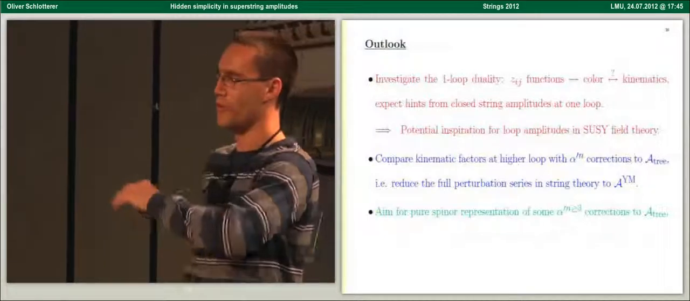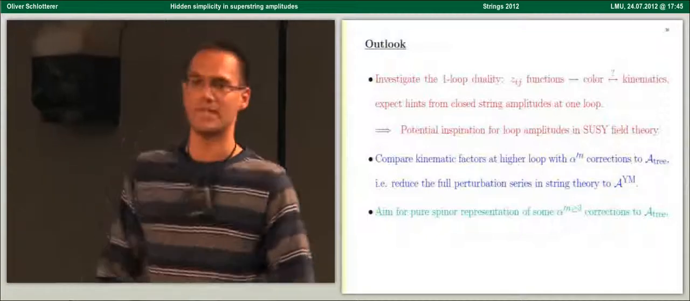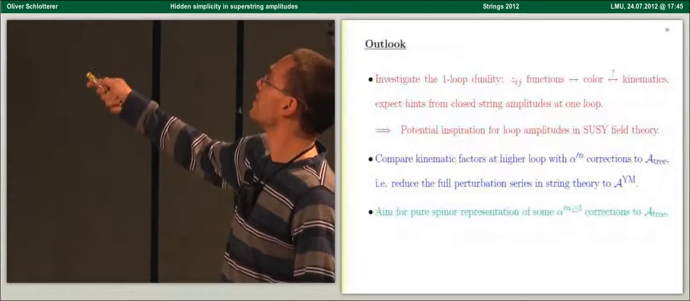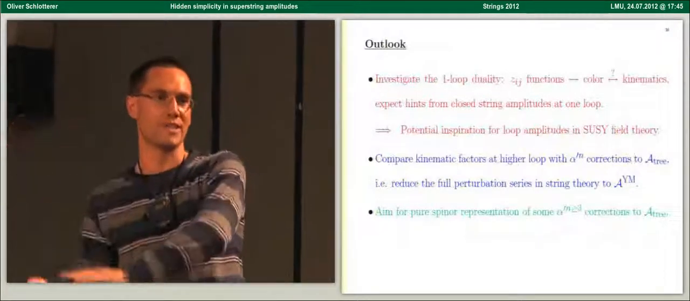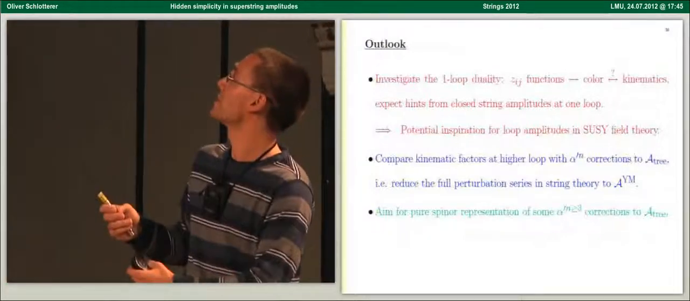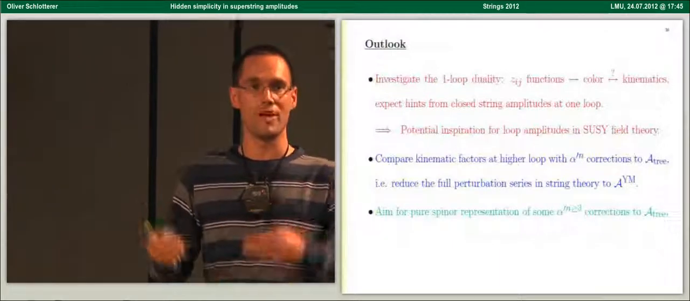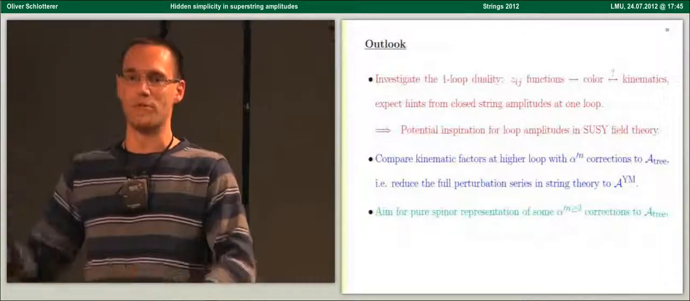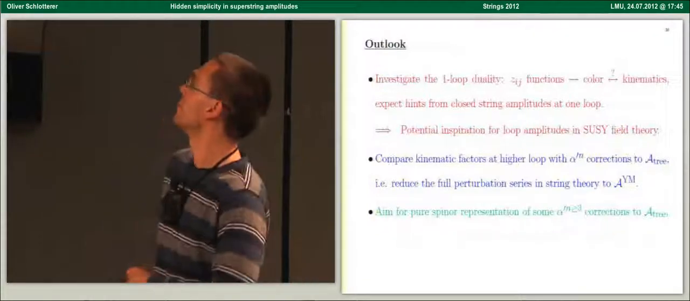Now there are a couple of follow-up projects that are suggested by these results. First of all, it would be nice to further investigate the duality which we have found in one loop. Cij functions are similar to color tensors, and hopefully they are also duals to some kinematic factors which are participating in a gravity amplitude at one loop or even higher loop orders. And we hope that this duality complex might also give inspiration for field theory, how to efficiently organize amplitudes in supergravity and super Yang-Mills, each of which in the maximally supersymmetric configuration.